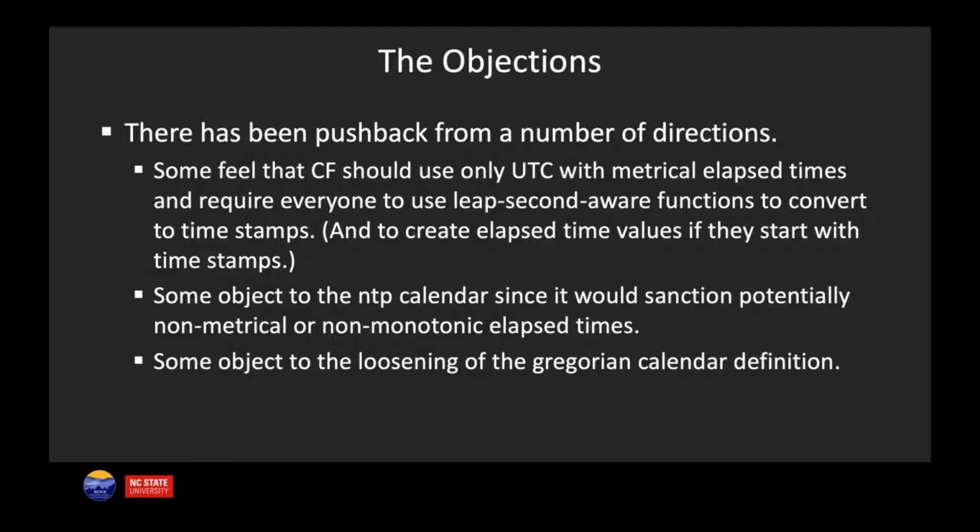With TAI, you'd say your timestamp is in TAI, so the calendar would say, hey, you interpret that timestamp this way. In this case, you don't need leap second aware functions, and your elapsed times are fully metrical and monotonic. GPS is similar. This is if you had unmodified GPS timestamps. They would work beautifully, and you don't need leap aware time functions.